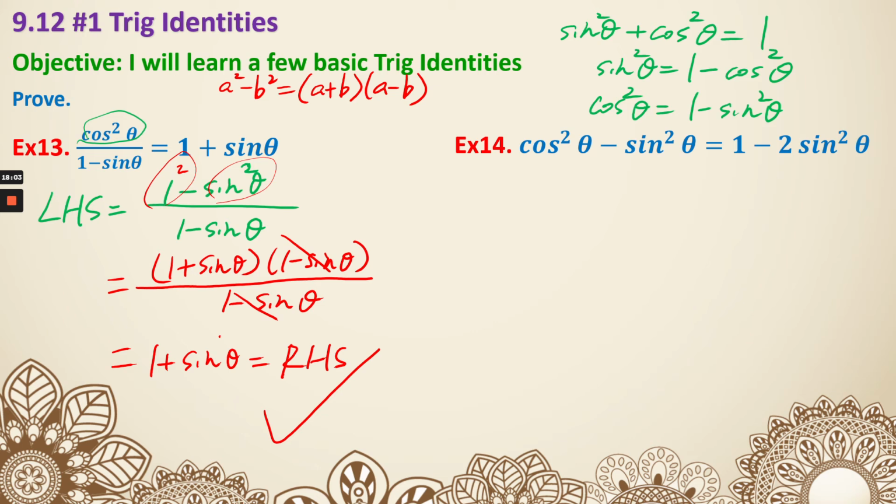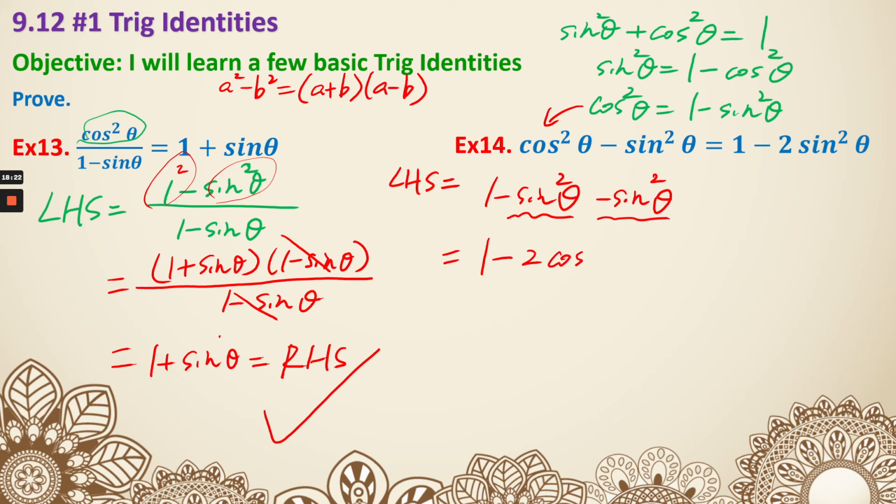Number 14. Cosine squared theta, if you actually see, is 1 minus sine theta squared, then minus another sine theta squared. We started from the left-hand side. That will become 1 minus, these two are the same, so they can be combined, which is 1 minus 2 sine theta squared. That happens to be the right-hand side. And we got it. That's number 14.